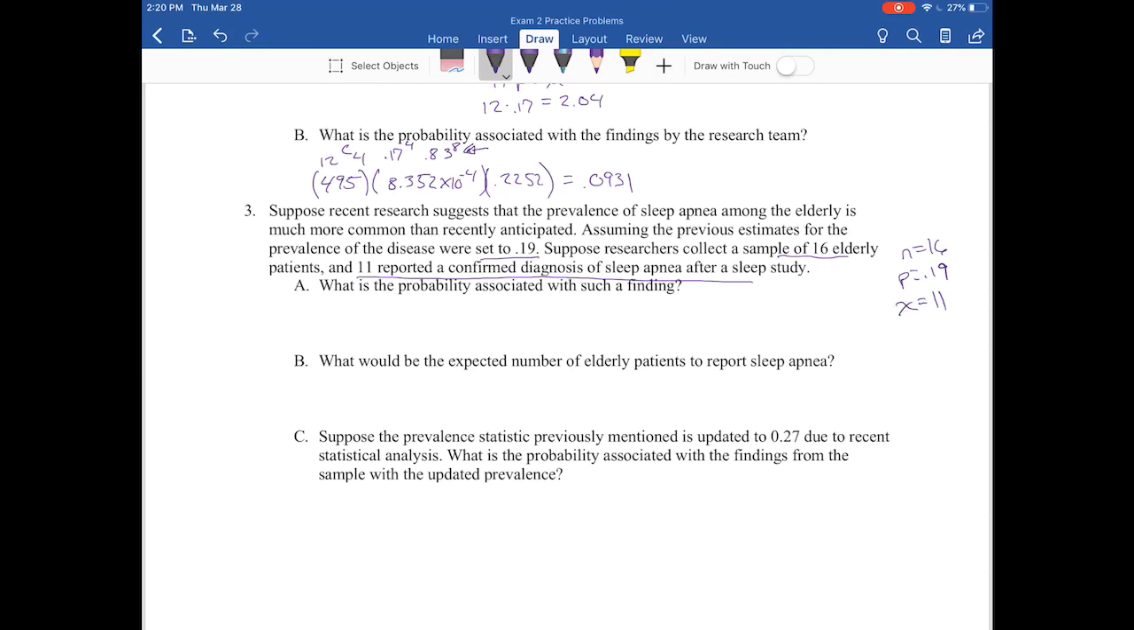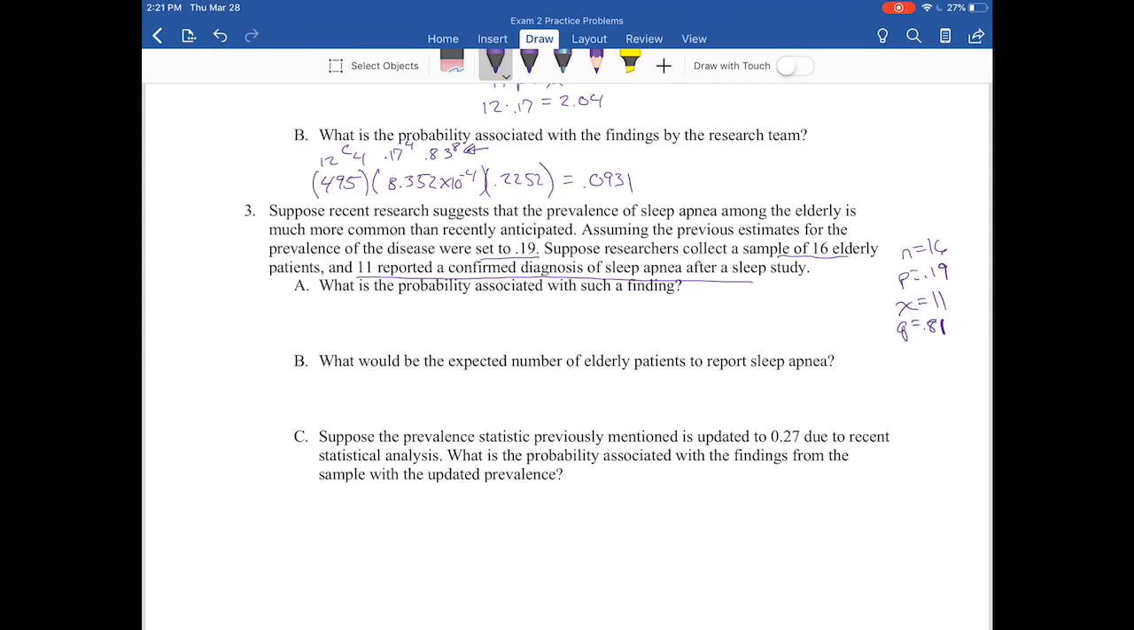So we have our n, p, and x. The only thing we have to do is get our q, which is the probability of failure. So it's 1 minus p, and when we do that, our q is going to equal 0.81. Now we plug this all into our formula.